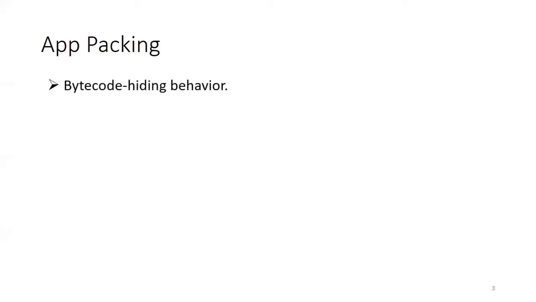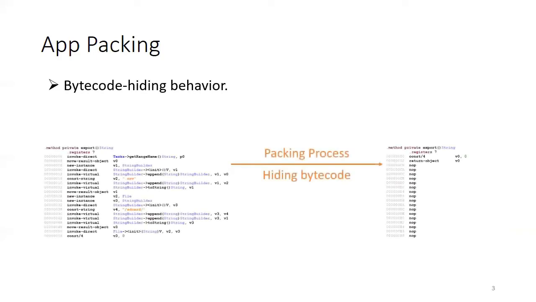Specifically, packers usually first hide the original bytecode of apps and then release the hidden bytecode to memory at runtime. For example, to hide the bytecode, some packers replace the original bytecode with fake ones. As shown in the figure, the original bytecode is replaced with nop instructions.